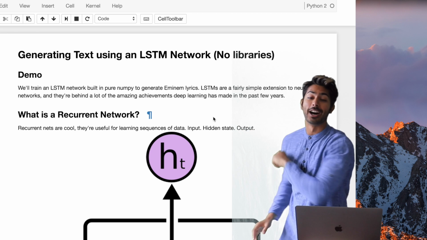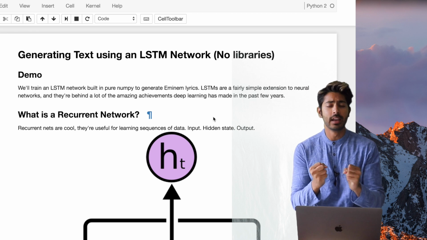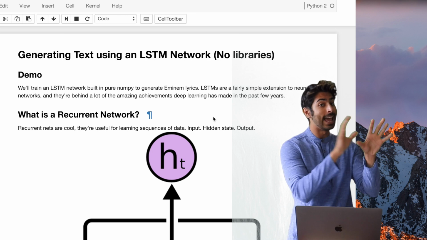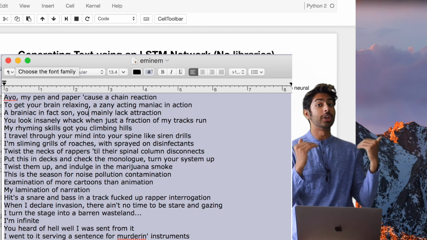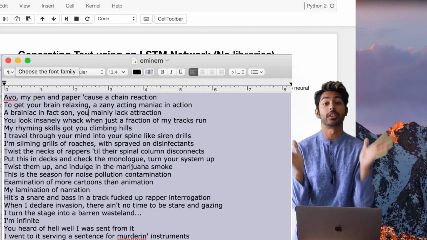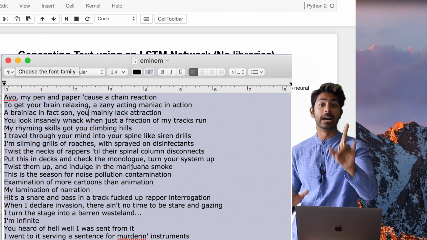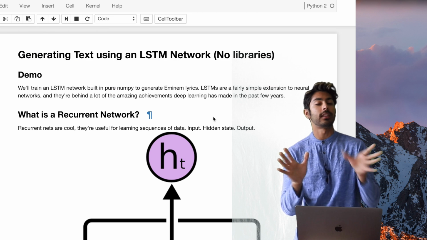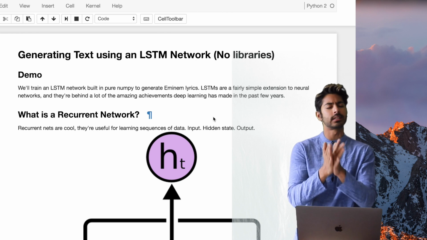Hello world, it's Siraj, and our task today is to build a recurrent network, a type of recurrent network called an LSTM, or long short-term memory network, to generate M lyrics. That's our task. And we're going to build this without using any libraries, just numpy, which is for matrix math, because we want to learn about the math behind LSTM networks.